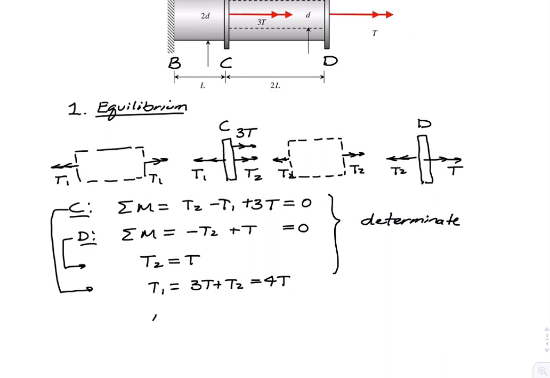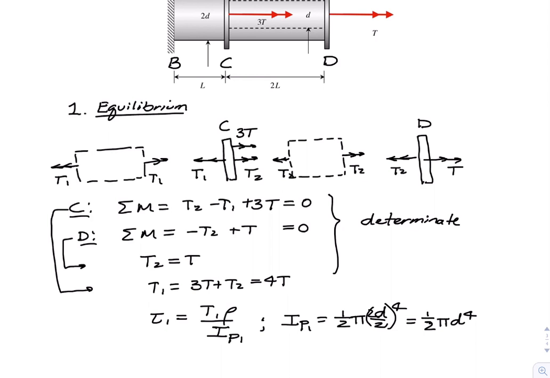For the stress in 1, we have the equation of torque 1, the radial distance of rho, divided by the second polar area moment there of IP for 1. So IP for 1, that's a solid shaft, so that's equal to 1/2 pi times its radius, which is 2d over 2, to the 4th. So this is 1/2 of pi d to the 4th.